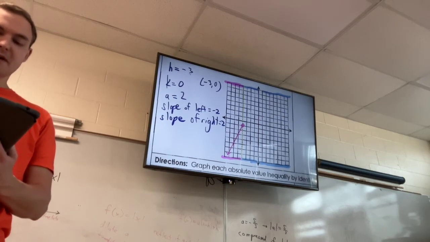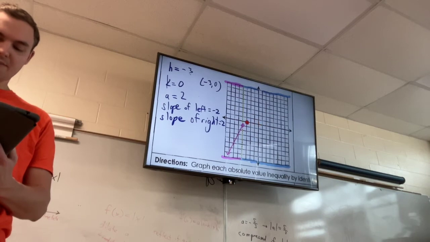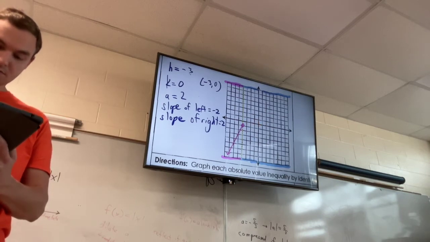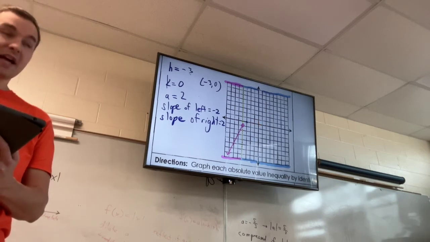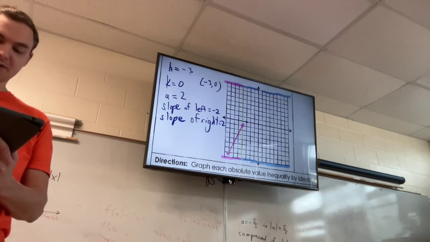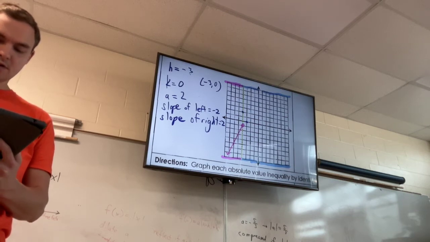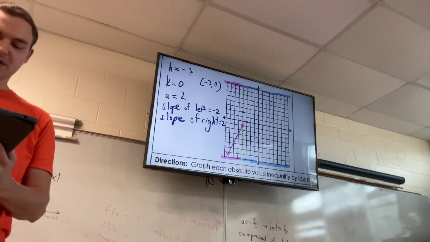And then, so let's plot my vertex. So left 3, up and down 0. Slope of the left is -2, so I'm going to go left 2, up 2. No, sorry, I'm going to go left 1, up 2. I'm so sorry. Okay. Slope of the right is +2, so right 1, up 2. Okay. Let's play connect the dots.